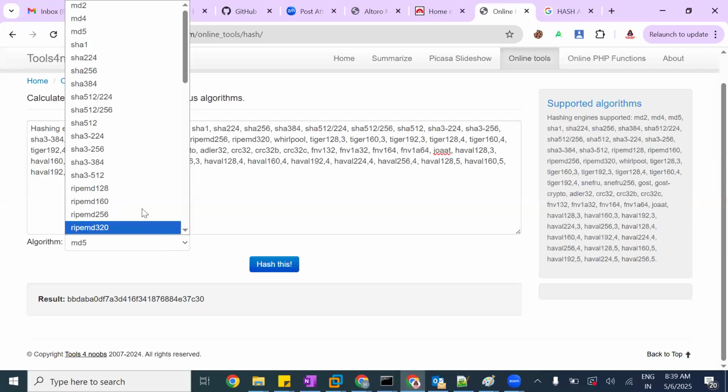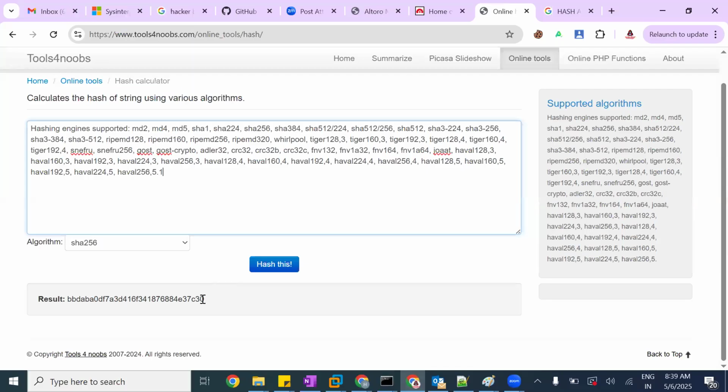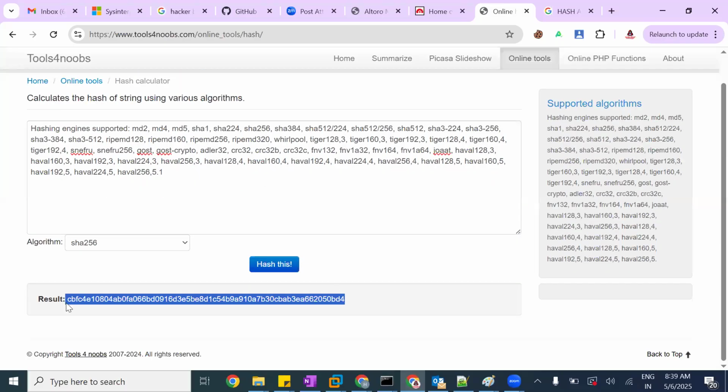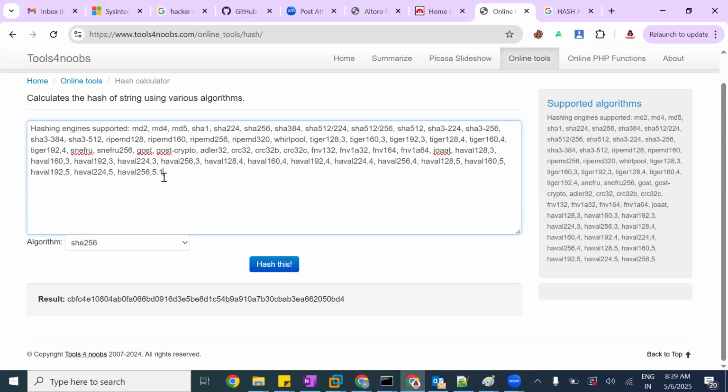If I use the same data for SHA-256, the length will increase to 256, as you can see. The hash value got longer for the same data. Which hashing algorithm do you recommend, MD5 or SHA-256?